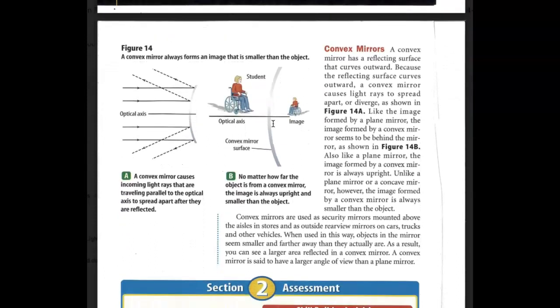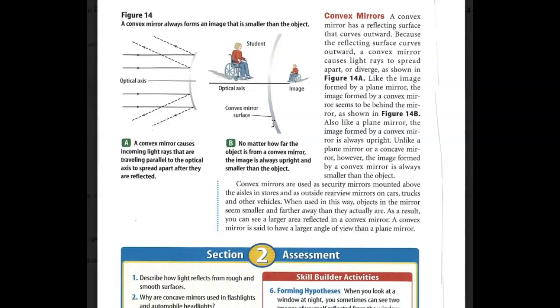Here's the other one. Convex mirror, just like the ones I talked about that are in our hallways and in the corner of my classroom, some stores as well. A convex mirror has a reflecting surface that curves outward. Because the reflecting surface curves outward, a convex mirror causes light rays to spread apart or diverge, as shown in figure 14a. You can see here the curved outward surface. And as the light comes, just like I showed before in the concave, this time when the light hits that curved surface, it bends them outward. It spreads them out. It goes away from the surface, so it spreads them out.